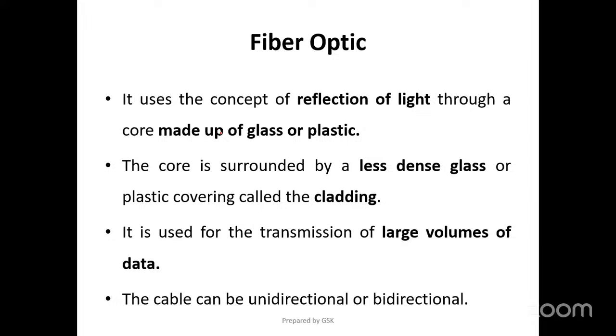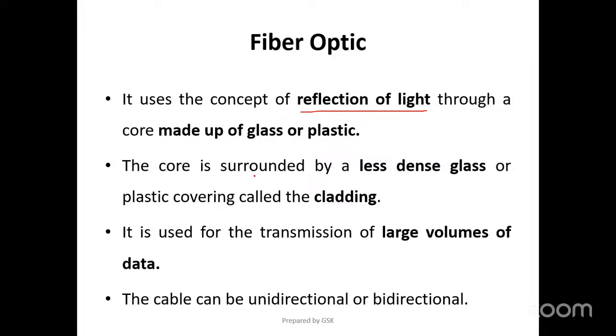Third category of the cables, fiber optical cables. The method of the fiber optical cables to transfer the data is very different compared to the existing ones, coaxial and twisted cable. It uses the concept of reflection of light. This is a very important point. The fiber optical cables use the concept of reflection of light through a core made of glass or plastic. Through a glass, they use the reflection of light concept to transmit the data.